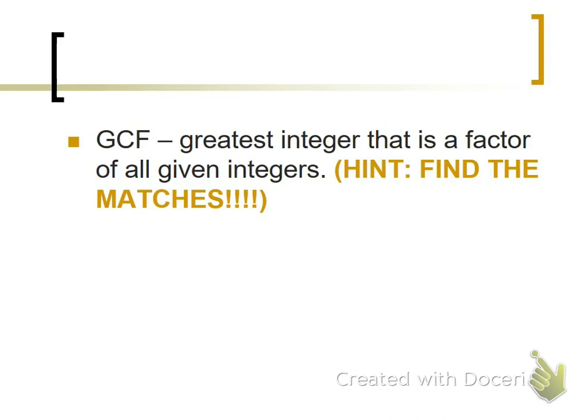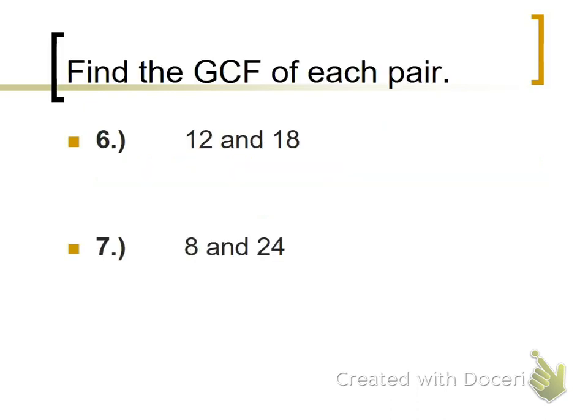Anybody still writing on this? Okay. Find the GCF of each pair. So what we're going to do, and there are a couple different ways of doing these. The way that works for all of them would be to do the prime factorization of each of them and then look at the matches between those lists. So these are pretty small numbers to do a prime factorization on.